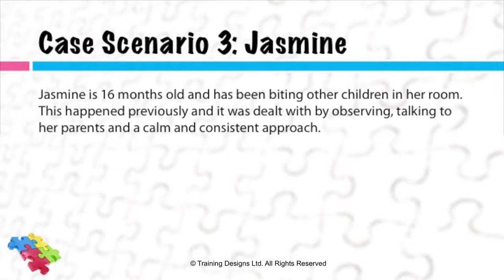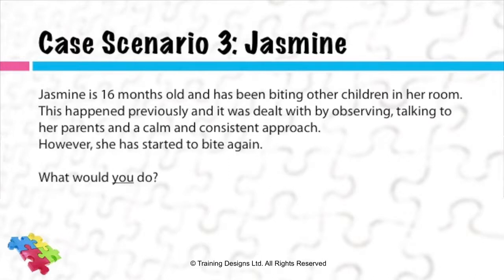Jasmine is 16 months old and has been biting other children in her room. This happened previously and it was dealt with by observing, talking to parents and a calm and consistent approach. However, she started to bite again. How would you deal with this situation? Take a moment and jot down your ideas.